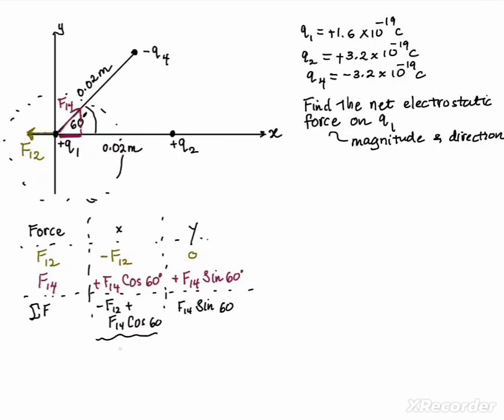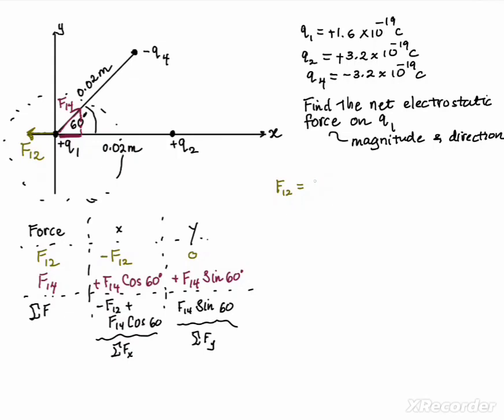So this is my x component of the net force, and this is my y component of the net force. Now let's calculate the F12 and F14 values, the magnitudes. So we are going to use Coulomb's law. So F12 is K Q1 Q2 over R squared.